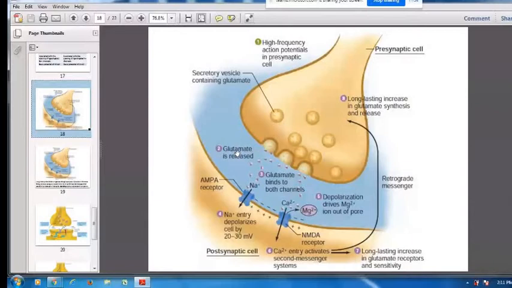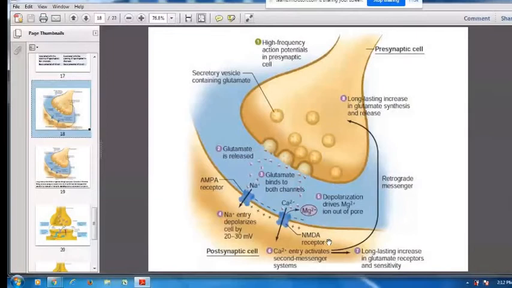What happens then? Now we need to know about two types of receptors that are present in the postsynaptic cell. One is known as AMPA receptor, not PAPA, AMPA. Another is NMDA receptor. You have to mug it up, no other alternative. In the postsynaptic cell, there are two types of receptors: AMPA receptor and NMDA receptor.